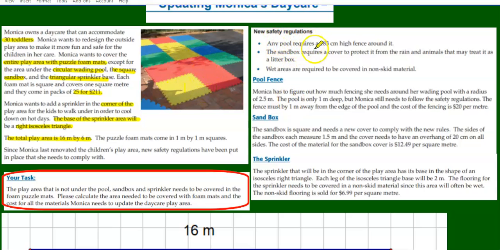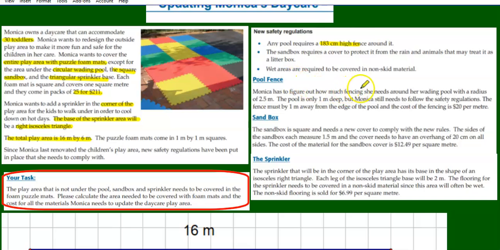So the fence needs to be 183 centimeters high. That's about 6 feet. It's not that important right now. The sandbox requires a cover to protect it from the rain, animals. Okay, wet areas are required to be covered with a non-skid material. Okay, so let's see what each one requires.